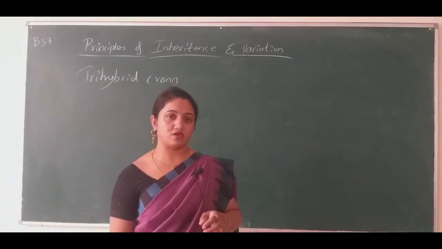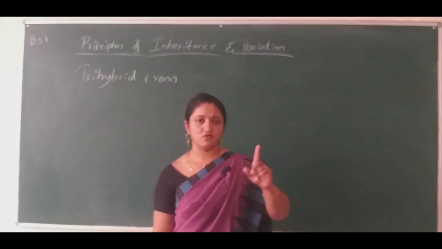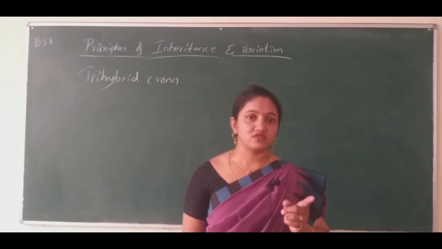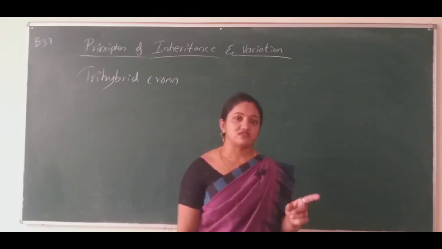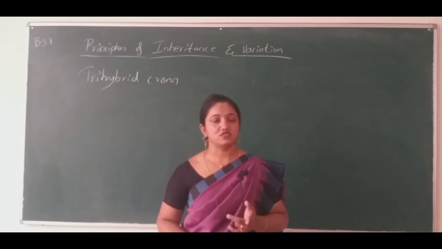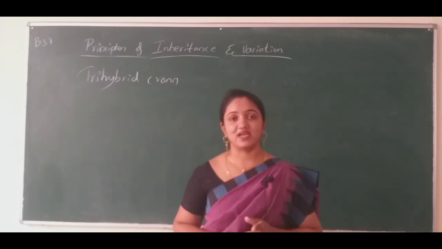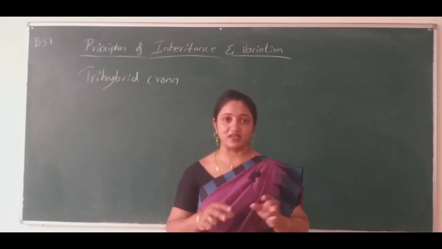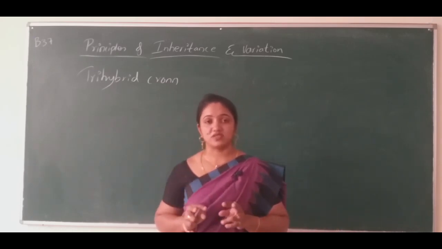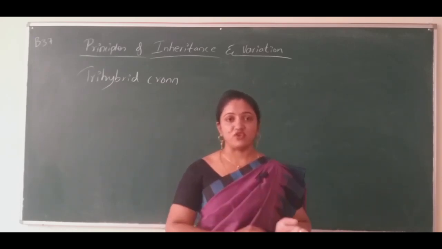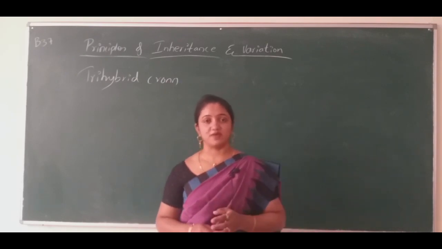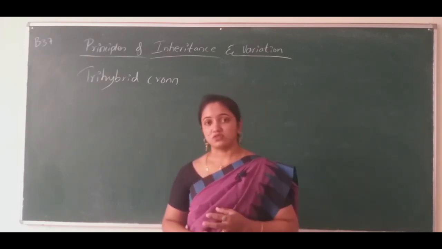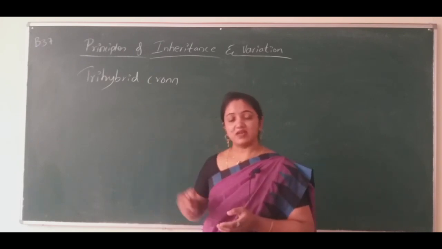To understand the monohybrid cross, we took one example, in the sense of one contrasting character. Very first I took tall and dwarf, right? To understand the dihybrid cross, we took two contrasting characters, that is round and yellow, and wrinkled and green. We crossed those two characters, put the Punnett square, and then we got the ratio. So today we are going to understand the trihybrid cross or trihybrid ratio.